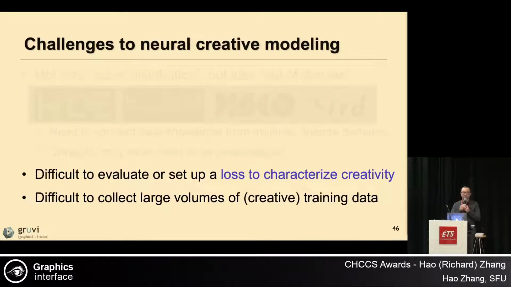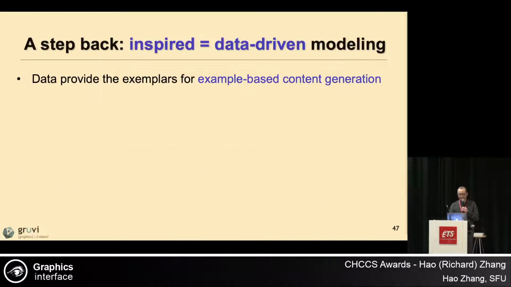And then finally, if you think of a data-driven or machine learning-based approach, it's very difficult to come up with a data set of creative outcomes, and how do you even set up a loss that is differentiable about creativity? It's a lot of open questions.